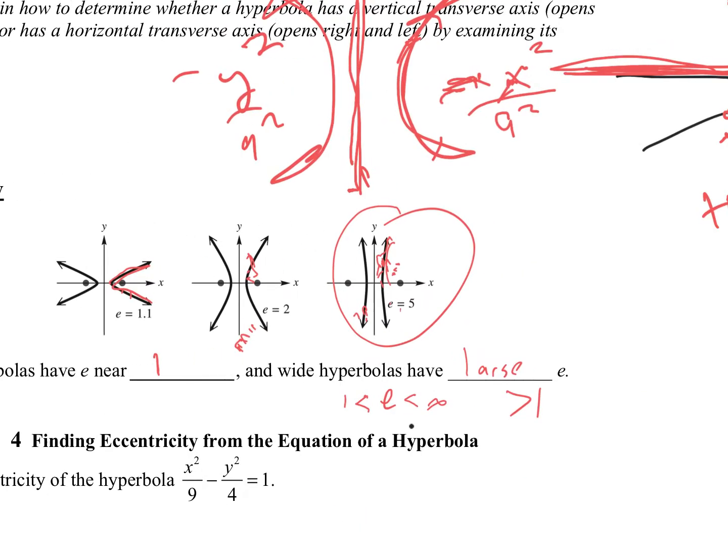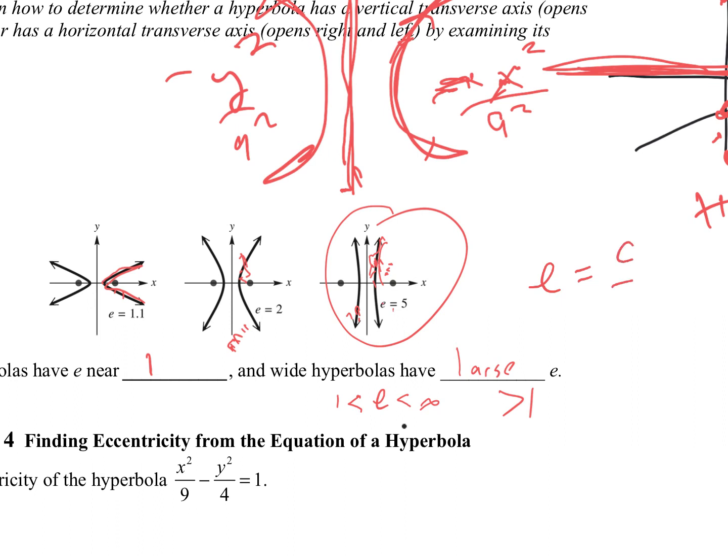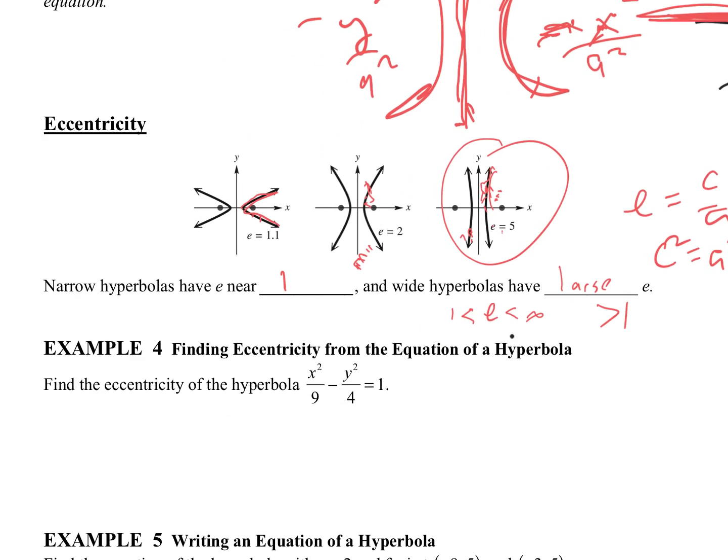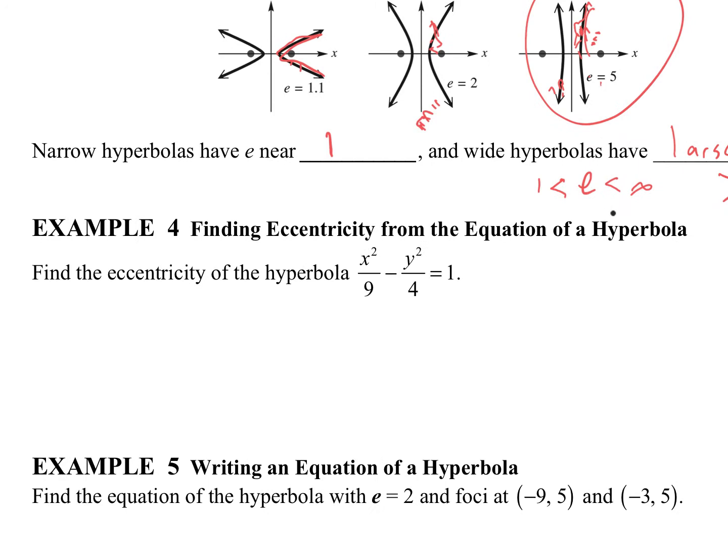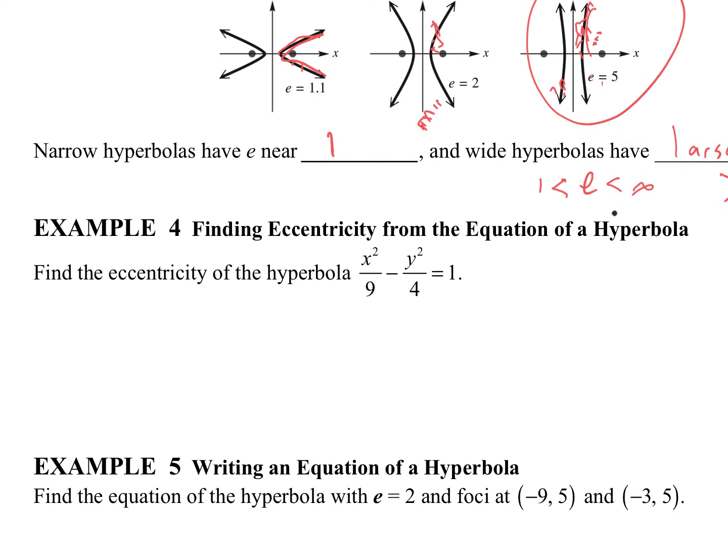Formula for eccentricity is still C over A. And remember, C squared is A squared plus B squared. Find the eccentricity. C squared would have to be A squared plus B squared, whichever one is A. Doesn't matter really in this case. 9 plus 4, that's a 13. C is square root of 13.